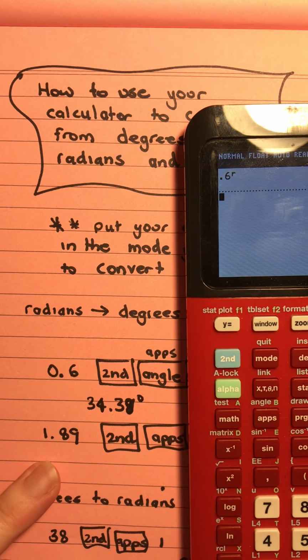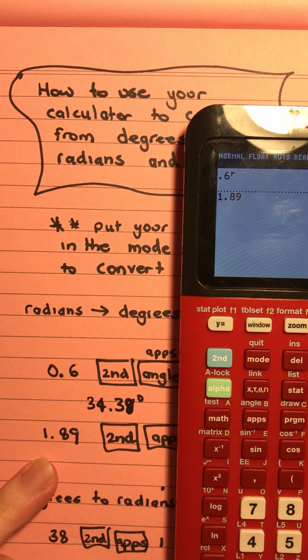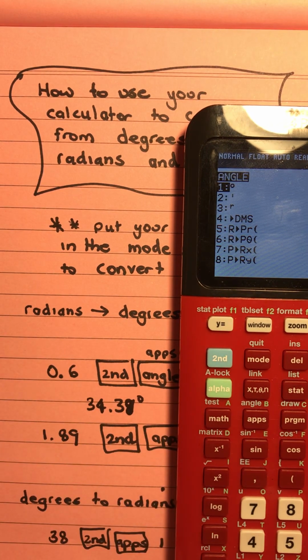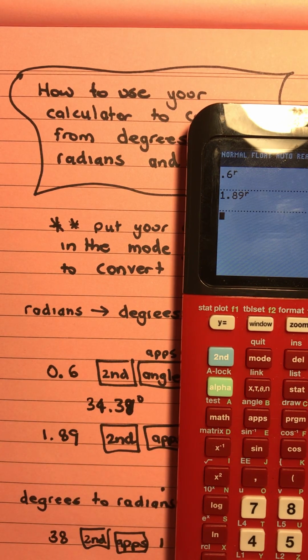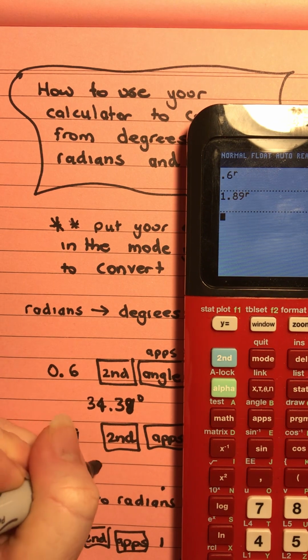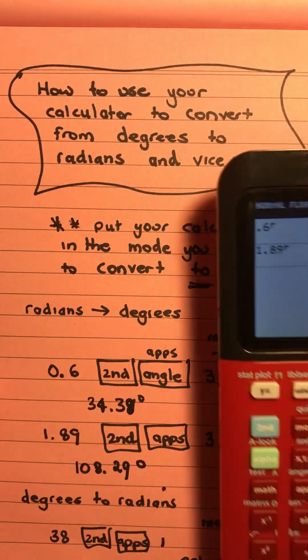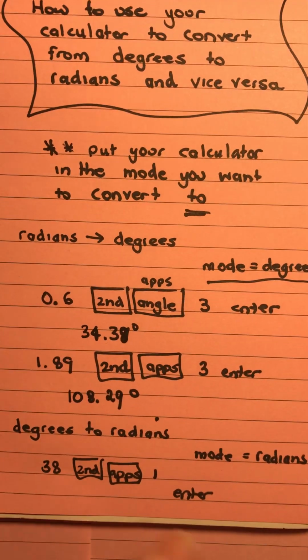Another one like that, we've got the 1.89. So doing that again, 1.89, second apps, and go to the radians, and I get 108.29 degrees there.